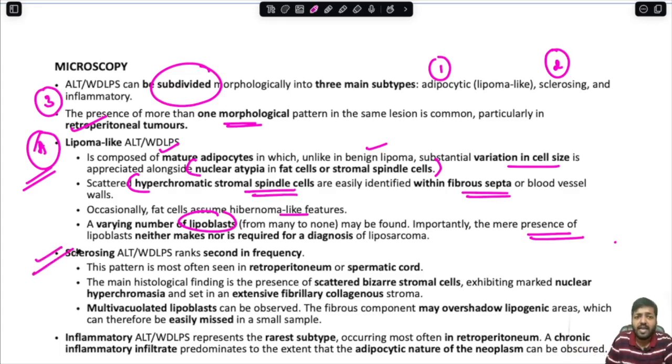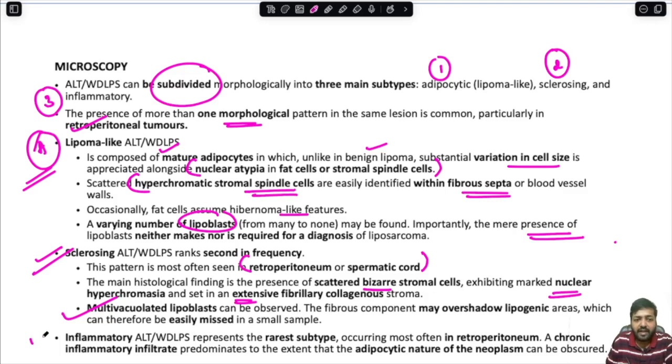Then sclerosing ALT or WDLPS ranks second in frequency. This pattern is most often seen in the retroperitoneum or spermatic cord. The main histological finding is the presence of scattered bizarre stromal cells exhibiting marked nuclear hyperchromasia and set in an extensive fibrillary collagenous stroma. Multivacuolated lipoblasts can be observed. The fibrous component may overshadow lipogenic areas, which can therefore be easily missed in a small sample.